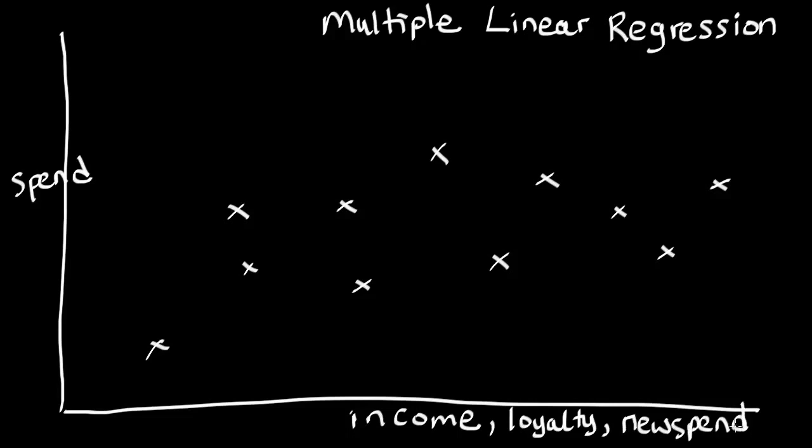So what we want to do is to take the combination of income, loyalty, and new spend, and build a model with those that will allow us to ultimately predict what the lifetime spend will be, which is what we can see here on the left on the response axis. That's our dependent variable. So that's multiple linear regression.